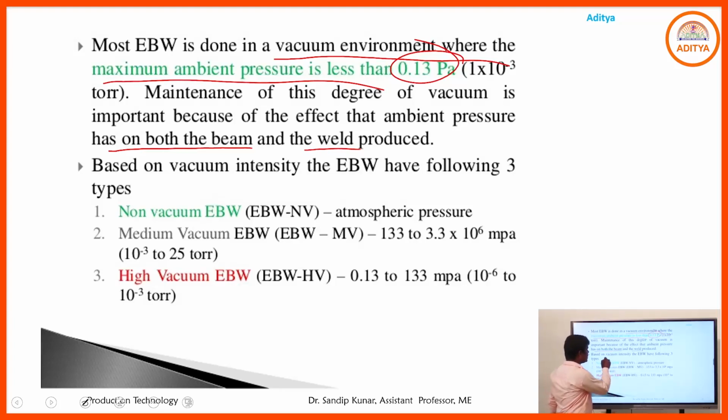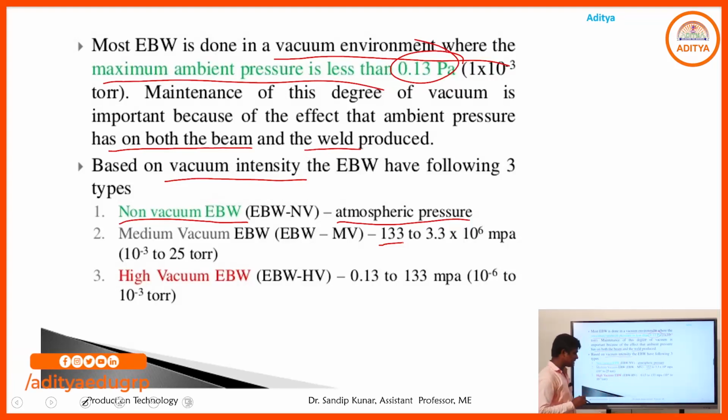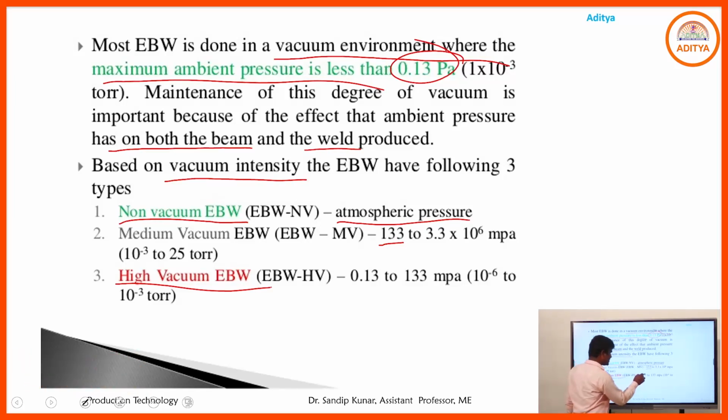Based on vacuum intensity, electron beam welding has three types. One is non-vacuum electron beam welding, meaning atmospheric pressure. Another is medium vacuum electron beam welding, in which we maintain 133 to 3.3 10 to the power 6 megapascal. Another is high vacuum electron beam welding, in which we maintain the pressure at about 0.13 to 133 megapascal.